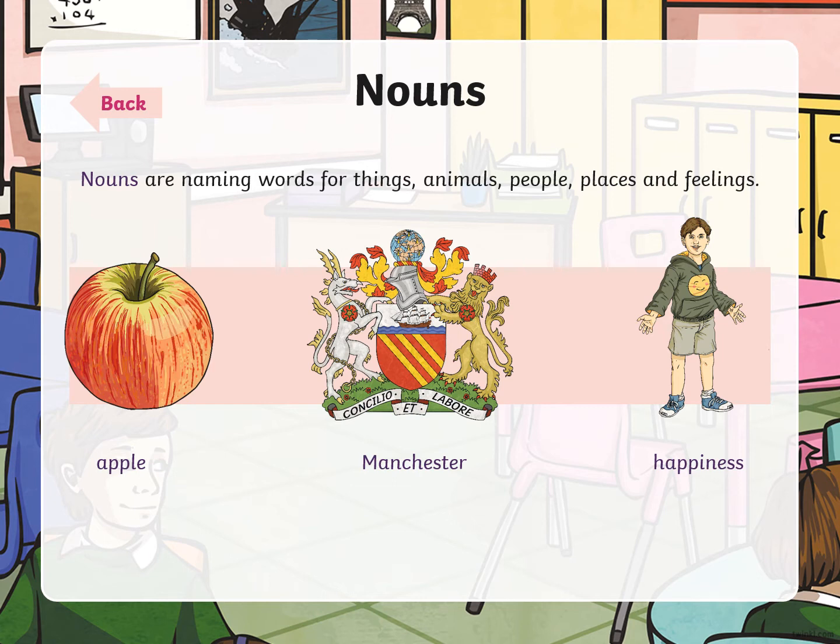Also, lots of other things have capital letters that people forget about. So days of the week, months of the year, rivers, books, films, places around the world, they all have capital letters. This last one, it's got a special name. We haven't looked at this one yet, but it's called an abstract noun. So it's something that you can't see, and it's often linked to feelings.